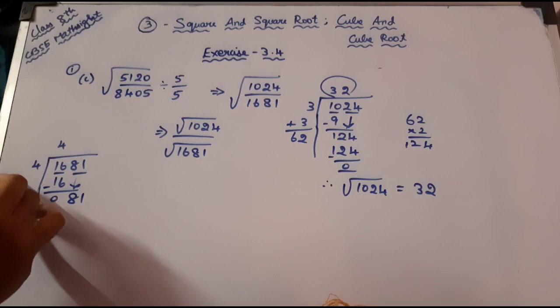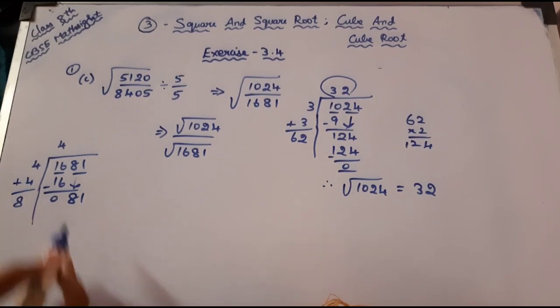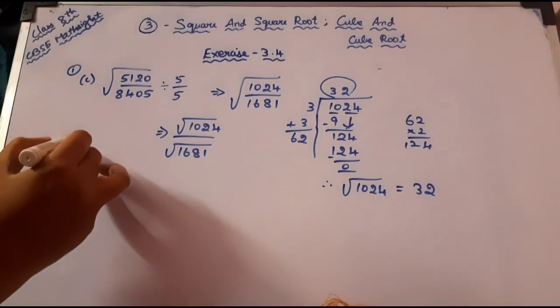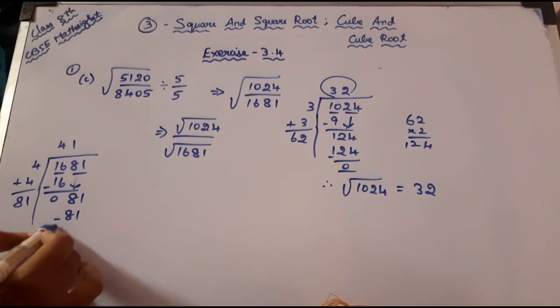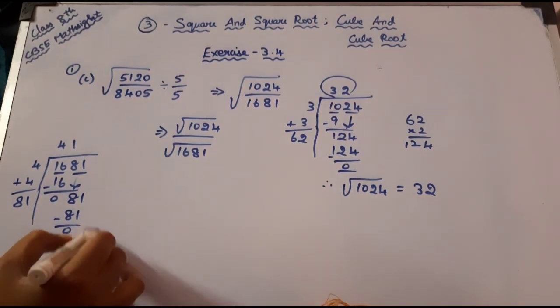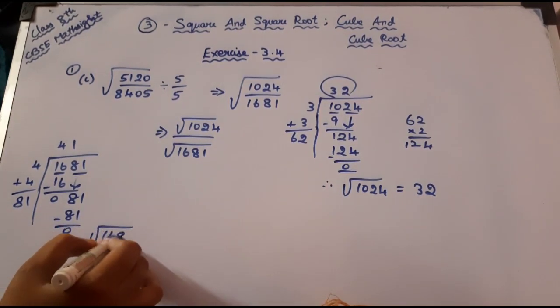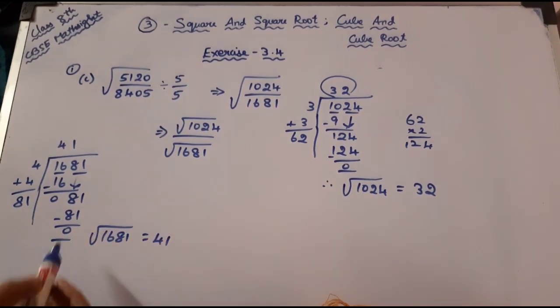So, now we have to add the quotient. 4 plus 4, we have 8. So, 81 into 1 is 81. So, the square root value of 1681 is equal to 41.